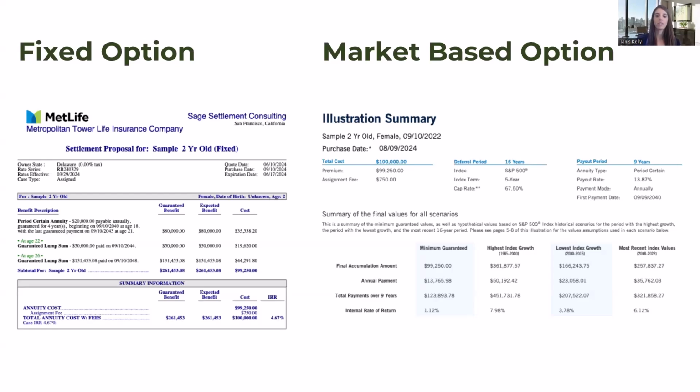You can blend these together and do half and half. You can do all market or all fixed, but really it is about working with the family to design this, because they're going to direct how they want their kids' funds invested.